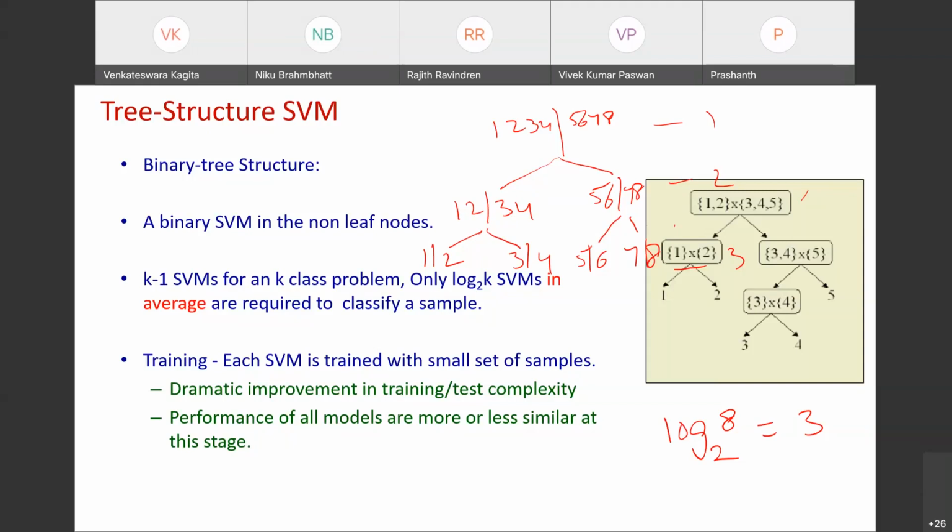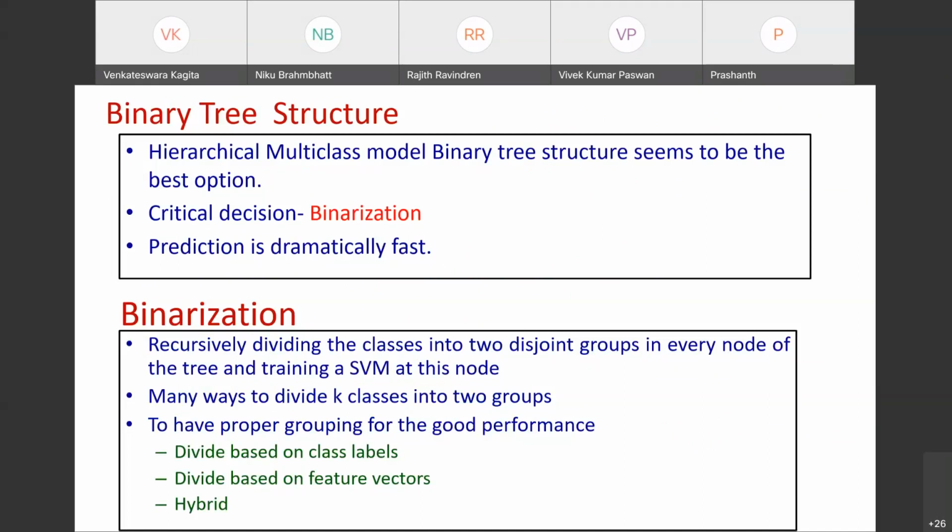And so in the binary tree structured SVM, hierarchical multi-class model, binary structure is the best option, looks like. But the critical decision is binarization, isn't it? Because if everything is giving the same accuracy, but the binary tree structured SVM is improving in terms of time and space, then it looks to be the best option. But the critical decision is binarization.